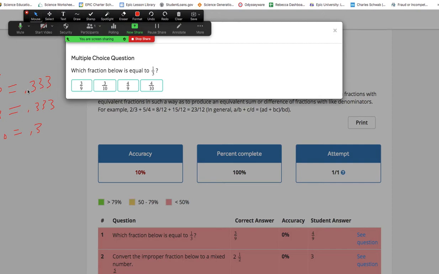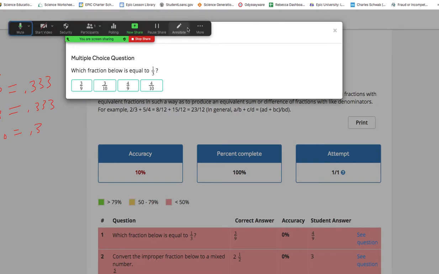3/9 was 0.33. 3/10 is 0.3. 4/9 was 0.444. So the only one that's below 0.3 is going to be 3/9. So that is the easiest way to do it.